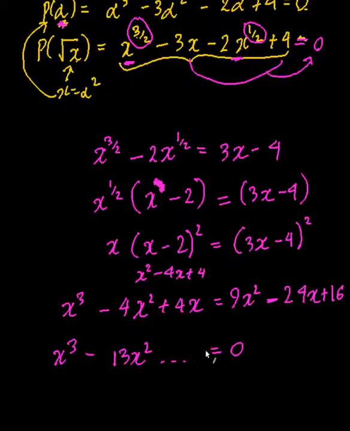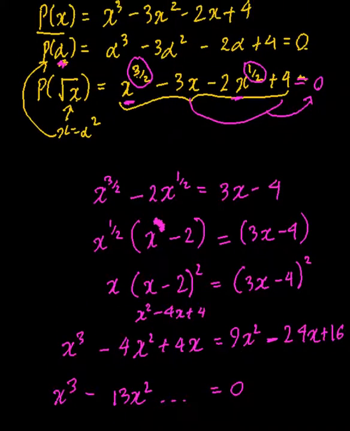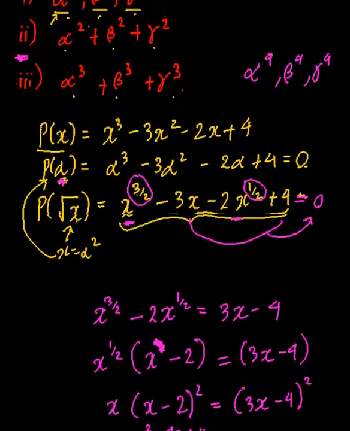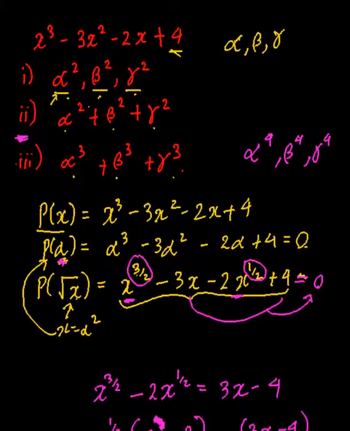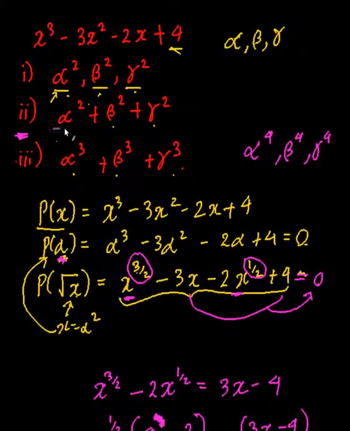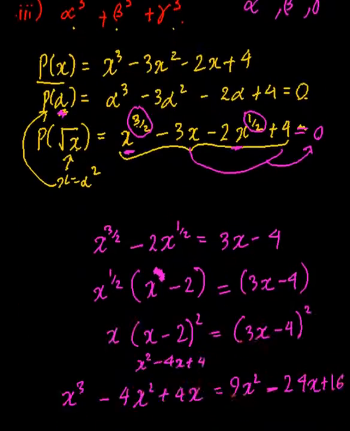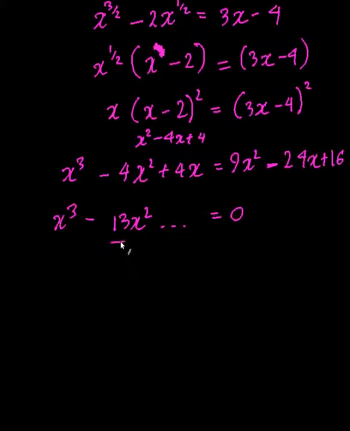Okay, so I don't particularly care about the rest for part 2. Well, you'll need to write it down for yourself if this was an exam question, but I'll leave that up to you. The reason that I don't care is that to find the sum of the roots, which are alpha squared, beta squared, and gamma squared, the sum of the roots is simply the second number. So part 2, alpha squared plus beta squared plus gamma squared, is just equal to 13.